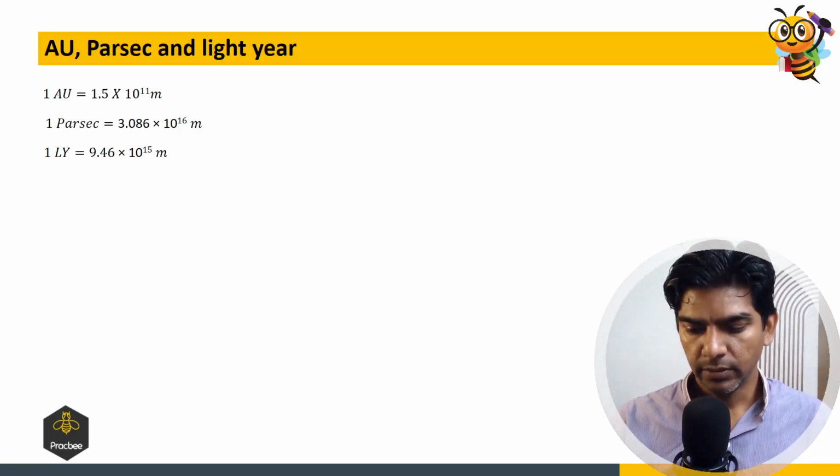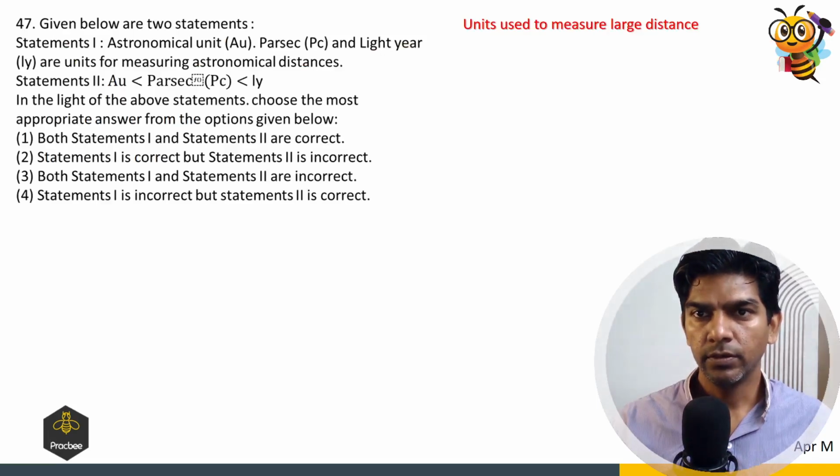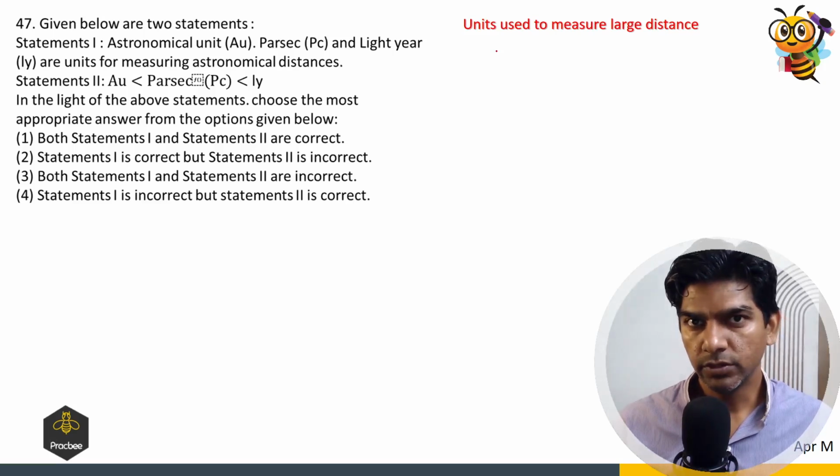Now let us see the questions based on, suppose you want to measure large distances, there are certain units that we use, and there will be factual questions based on that.